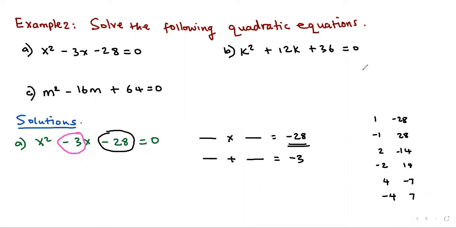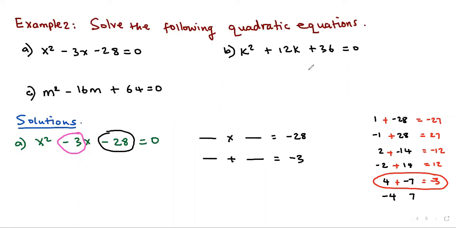But then, how can I get negative 3? Let's see. 1 plus negative 28, I'll get negative 27. That is not negative 3. 1 plus 28, I'll get 27. No. 2 plus negative 14, I will get negative 12. No. Negative 2 plus 14, I will get 12. No. 4 plus negative 7, I will get negative 3. Oh, yes. You see that?